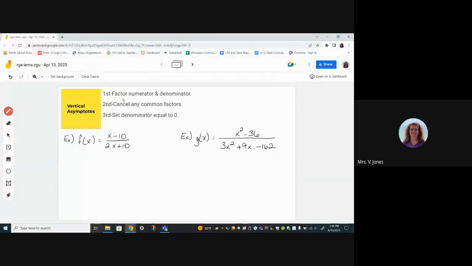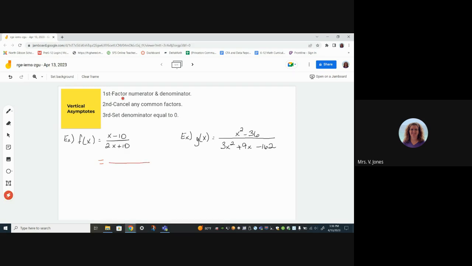All right, so when we're looking for vertical asymptotes, first you're going to factor the numerator and the denominator. You're going to cancel any common factors that you see on the top and bottom, and then you're going to set whatever you have left in the denominator equal to 0. So the first step is to factor the numerator and the denominator.